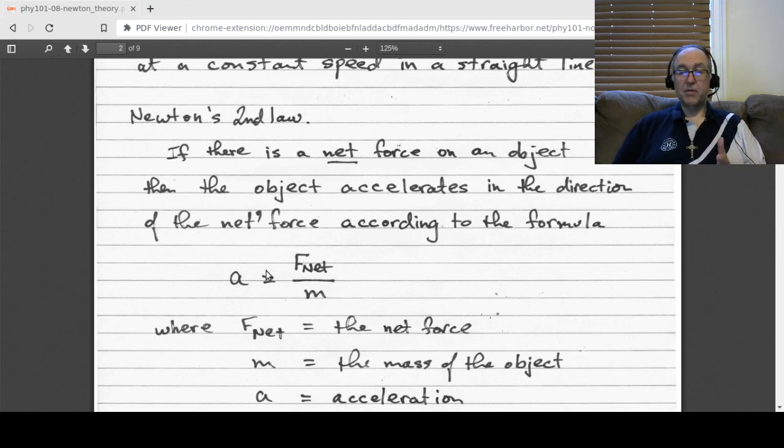Conversely, if A is 0, then F net must be 0. If A is 0, what does that say? Well, it says that there's no acceleration. So if it's moving, it has to move at constant velocity, in a straight line.